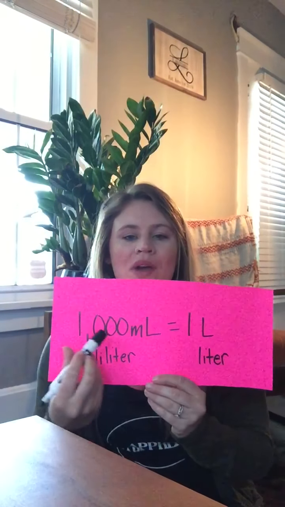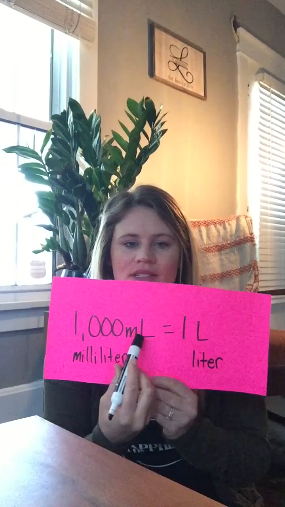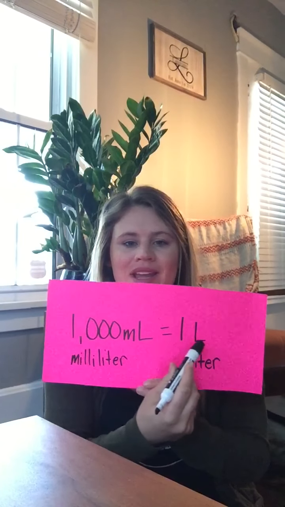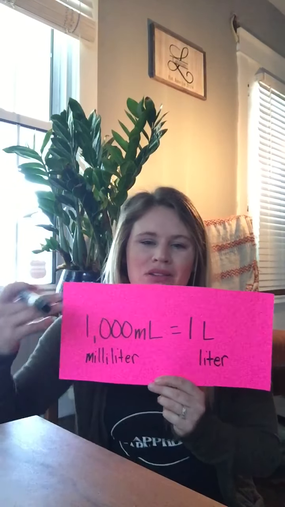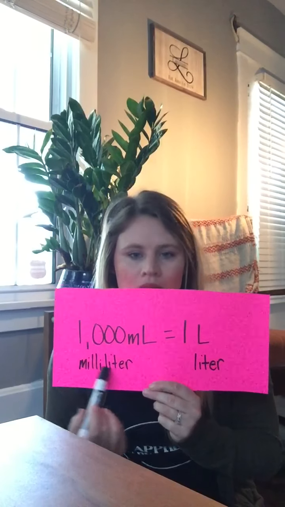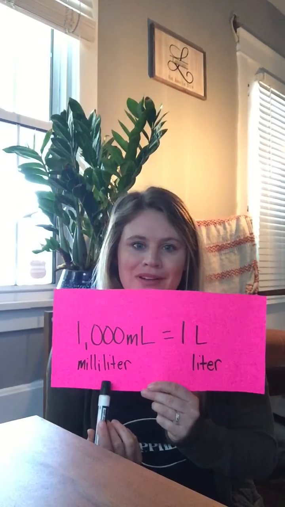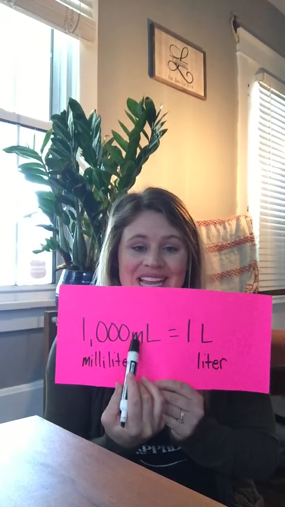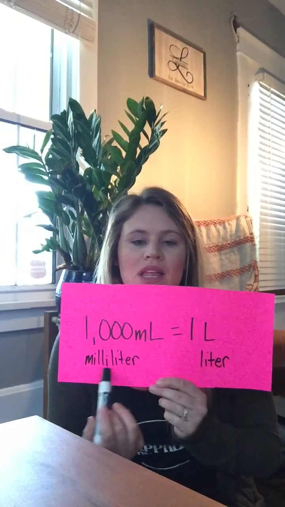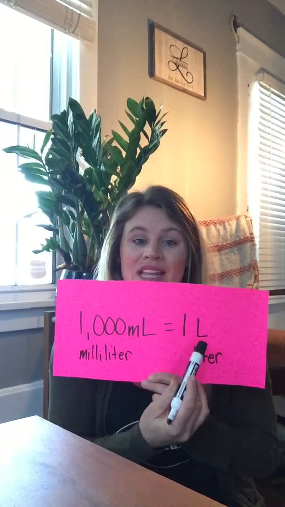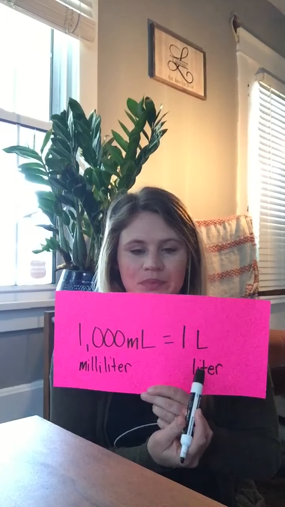So you have 1,000 milliliters is equal to 1 liter. Now on bottles, you're not going to see milliliter always spelled out. You're just going to see ML standing for milliliter, and then you'll see the L for liter. Okay, so let's get started.